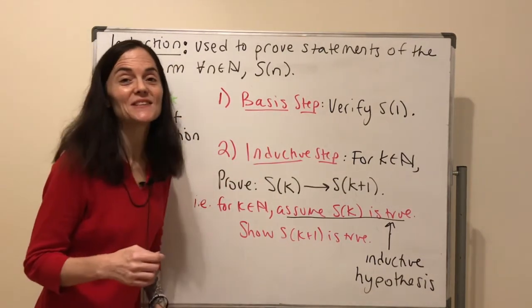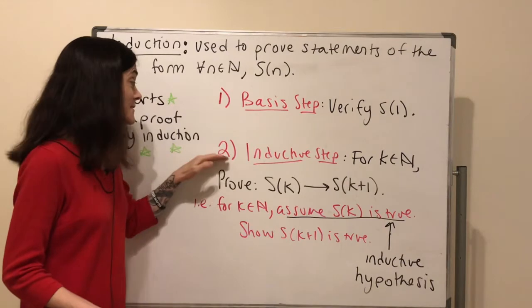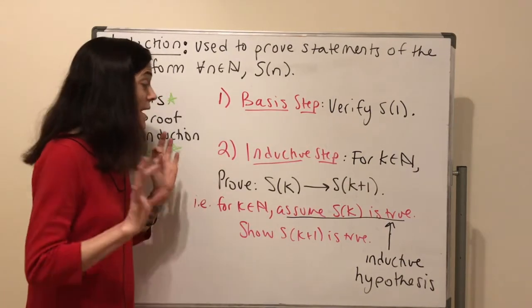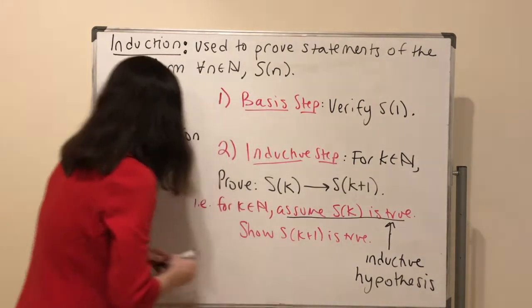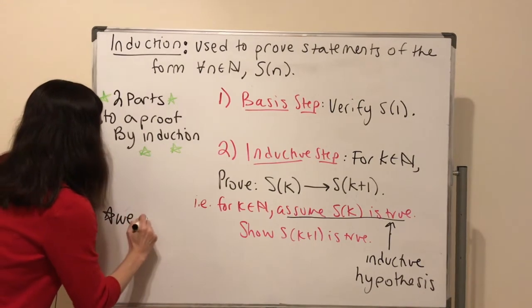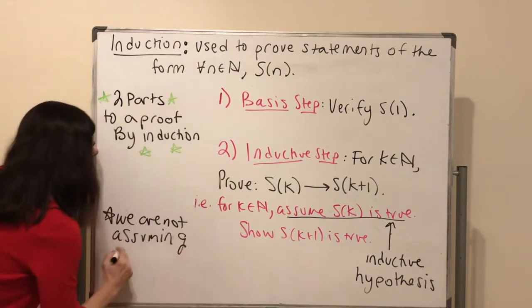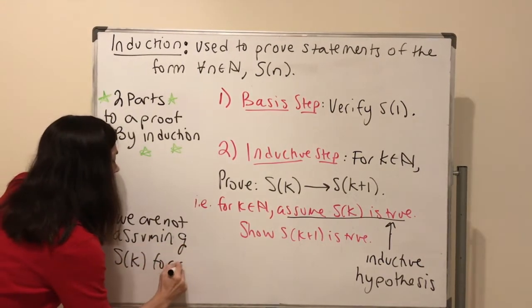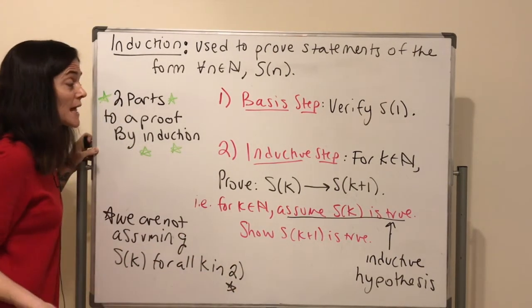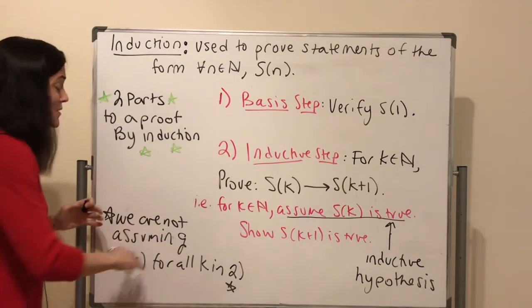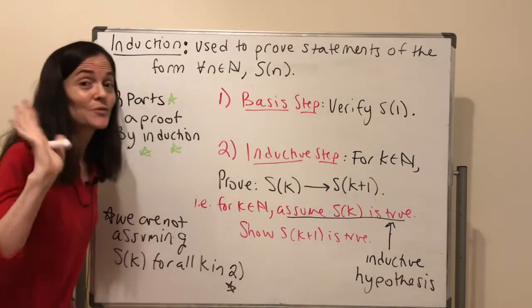Now, before we do an example, it's important to understand what this inductive step is not. You are absolutely not assuming the statement is true for all k. So we are not assuming S of k for all k in this step 2. And this is an important thing to realize because that's what you're trying to prove. So you wouldn't be assuming what you're trying to prove. That wouldn't be a sound proof technique.